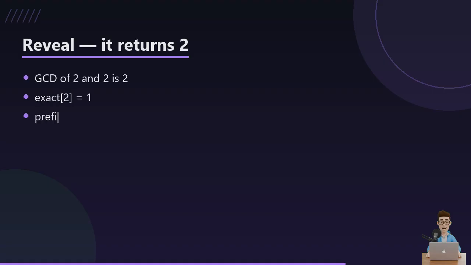The GCD of 2 and 2 is 2. So exact at 2 is 1, and everything else is 0. The prefix sum crosses index 0 right at value 2, so we return 2. In short, one pair, one value, and our counting machine handles it without a special case.